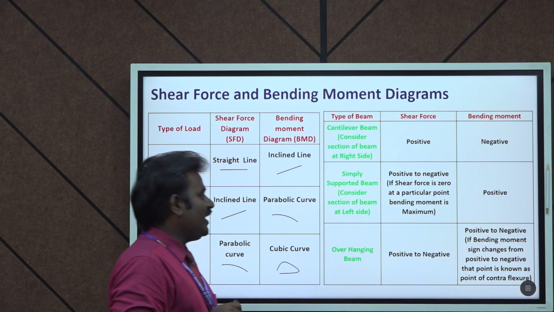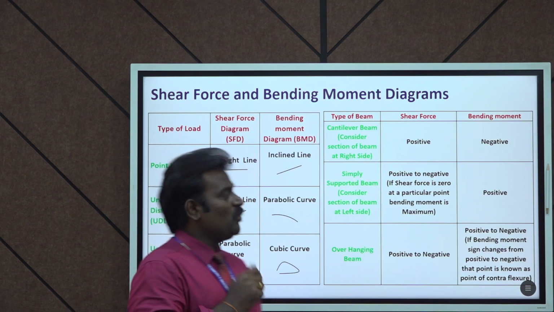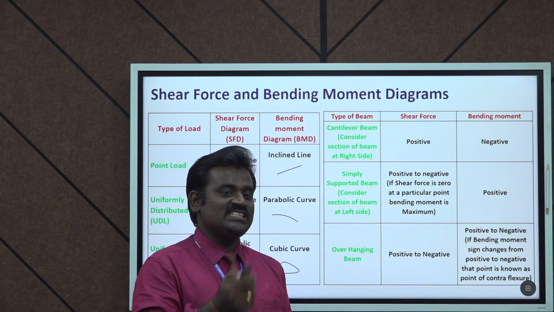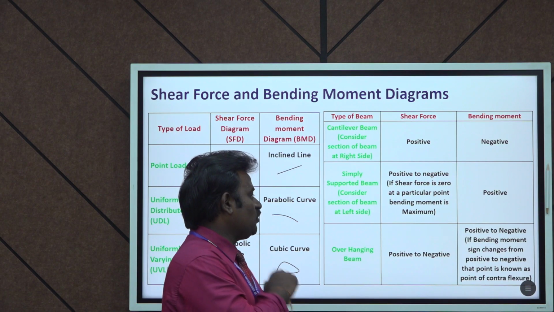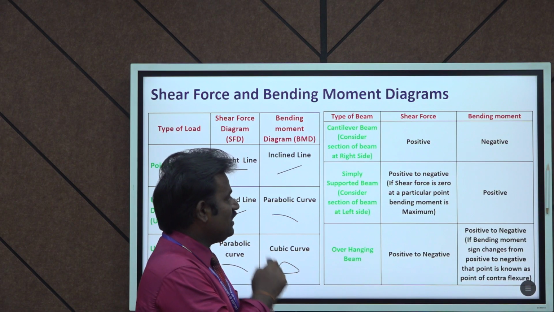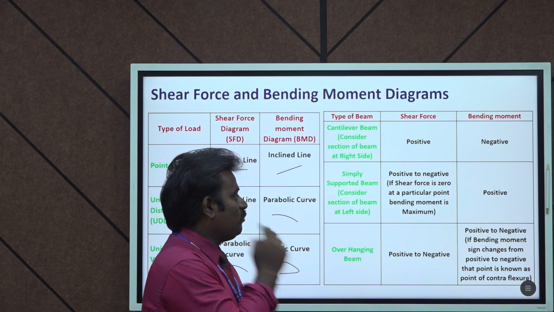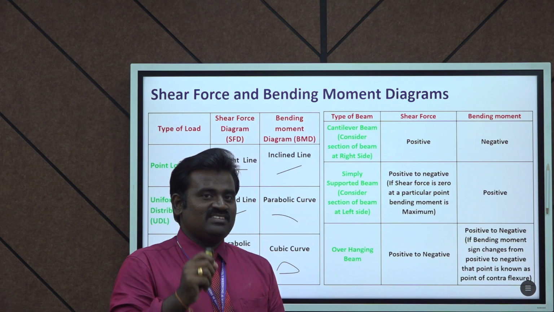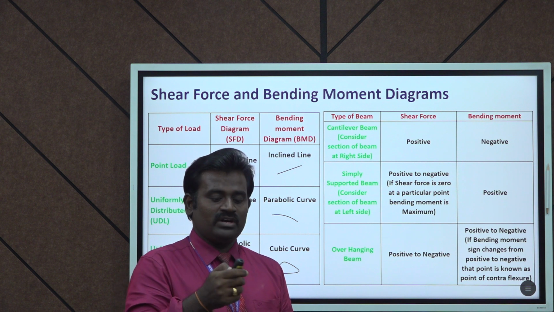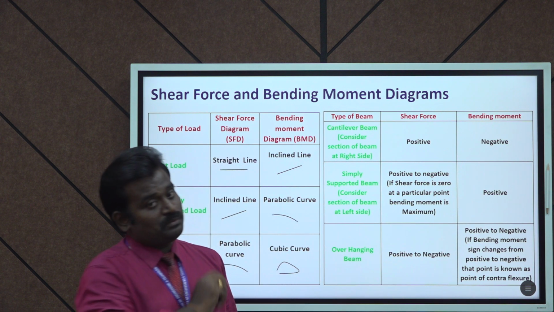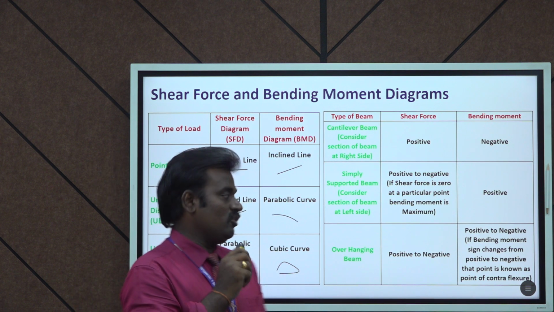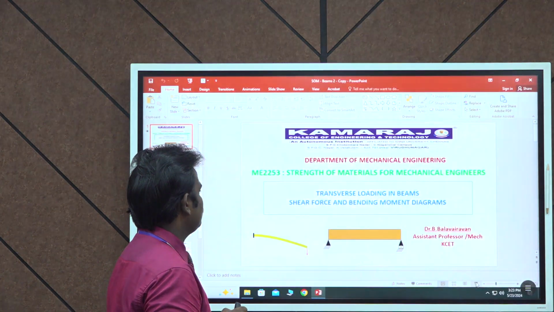Again, in an overhanging beam, both shear force and bending moment change their sign. Shear force changes from positive to negative, and bending moment also changes its sign from positive to negative. The point at which the bending moment changes its sign is known as the point of contraflexure. So, these are the important points when we are solving the problems. Thank you.